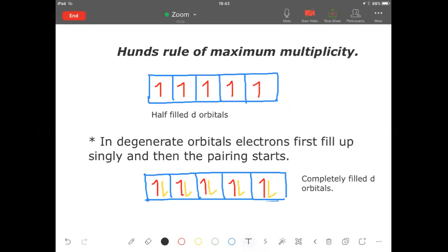Now, before I come to this diagram, let me explain what degenerate orbitals are. See children, degenerate orbitals are those orbitals which are of the same energy. All right, just now I was talking about, let us say, 4s and 4p and 4d.